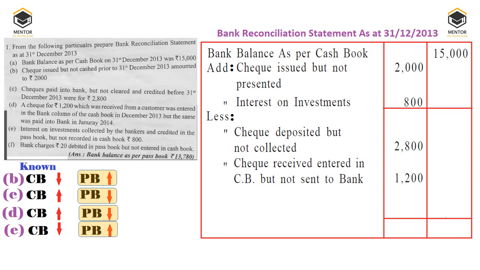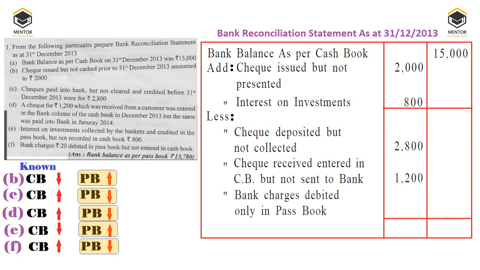Then bank charges of 20 debited in the passbook, not entered in the cash book. Again, based on the standing instructions, the bank has charged a certain amount and debited it. In the sense, the bank balance will be reduced, right? Then it was not entered in the cash book. Therefore, the cash book balance will be more. So which one do we need to find out? The passbook. The movement in the passbook is less. Therefore, it should be a minus item. Bank charges debited in the passbook only. How much? 20 rupees. So in this way, we have to prepare the bank reconciliation statement.